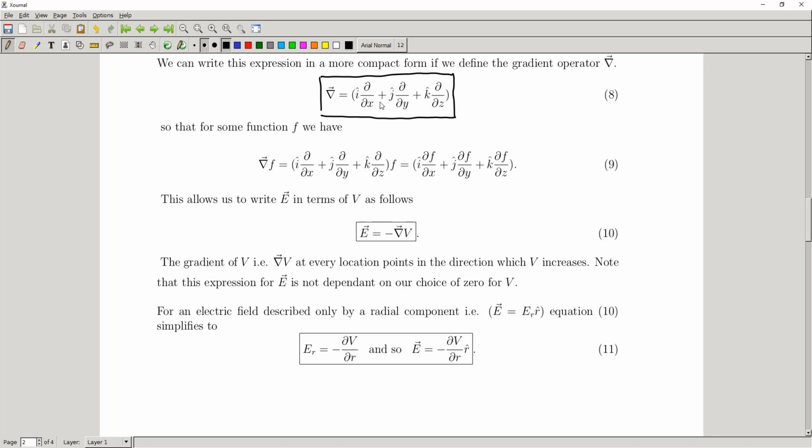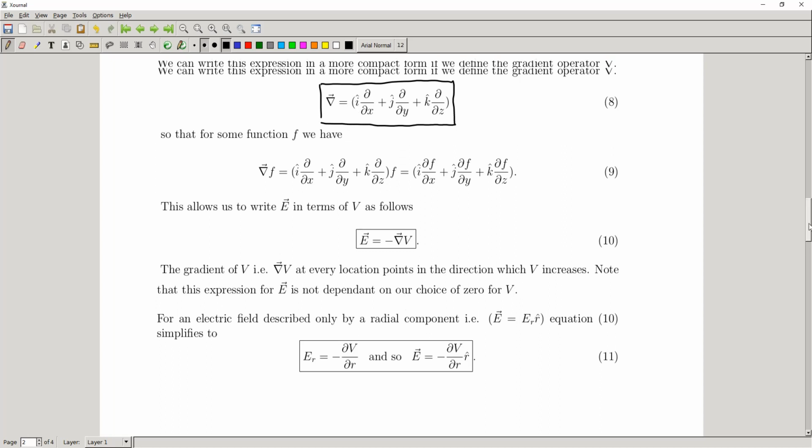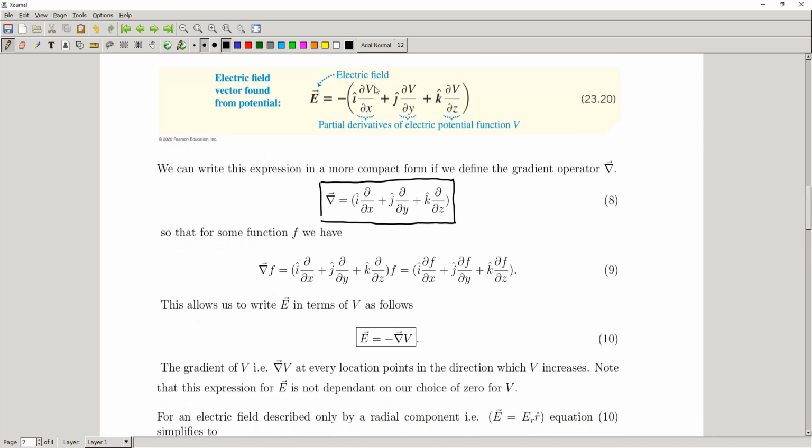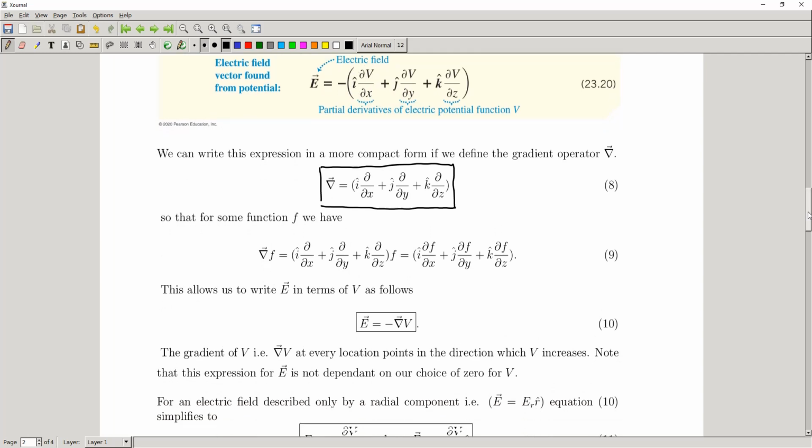It's basically just picking off one of these terms in the gradient, or if we look further up, it's basically just taking the one component, because we only need one to describe it here.